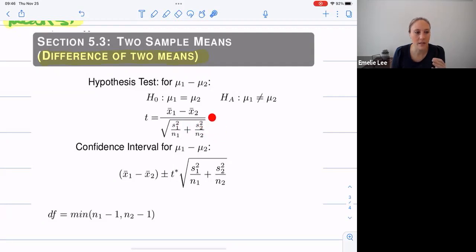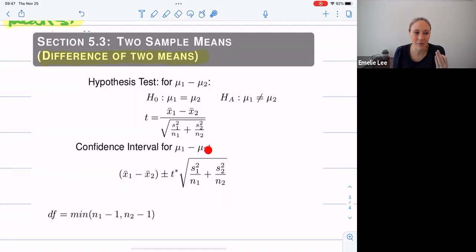So let's see here. Here it's always going to be minus 0, right? Because mu1 minus mu2 is always 0 in your null hypothesis. Okay, and what's nice is this will always be your null and alternative hypothesis, save this sign here, that might be different.